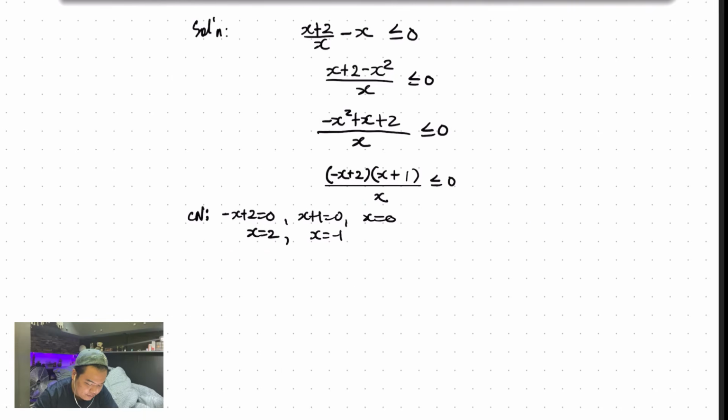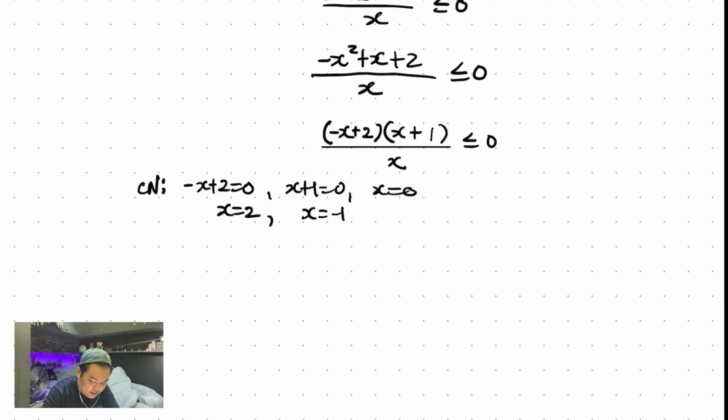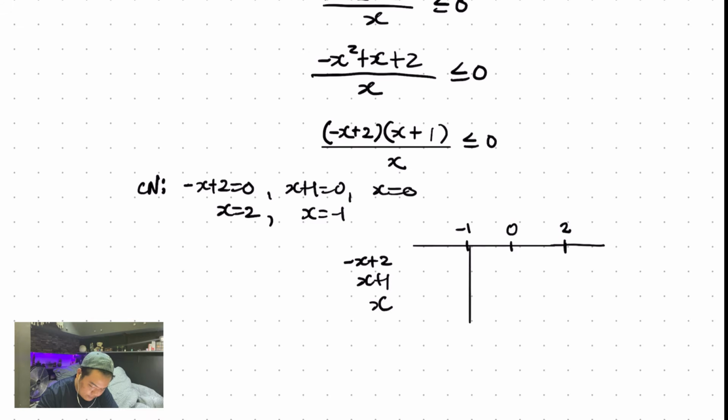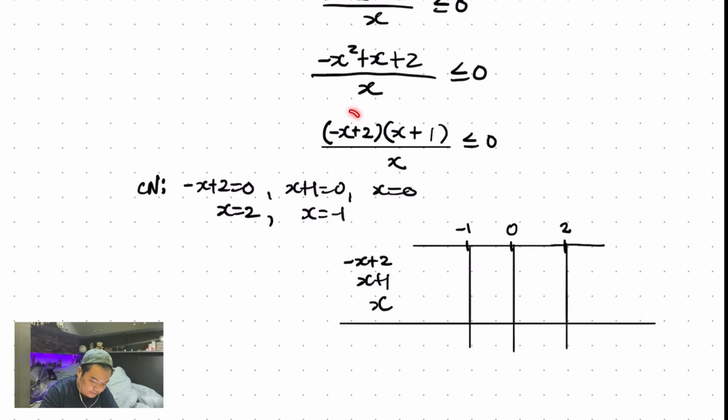Tapos, gagawa na tayo ng table. Ito yung favorite ko yung paggawa ng table. So, lilista lang natin yung mga factors dito. So, negative x plus 2, x plus 1, x. And then, i-arrange sa number line yung critical numbers. Mauuna si negative 1, siya smallest, 0, 2. Tapos, sa pinakailalim, lalagay nyo ito. Yung pinakahuling statement.